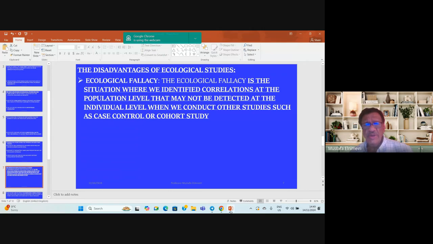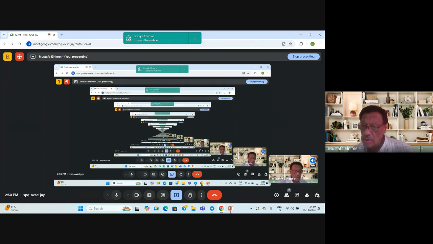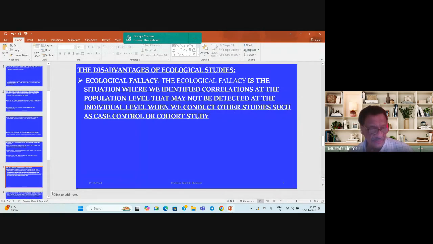The disadvantages of such ecological studies is that they may be suffering from ecological fallacy. The ecological fallacy is the situation where we identify correlations at the population level, at the group level. When you compare groups, you find correlations between certain outcome and a disease, but this cannot be verified or confirmed when we compare at individual level, when we conduct the same study using other designs, for example, case control study or cohort study. And this is called ecological fallacy.